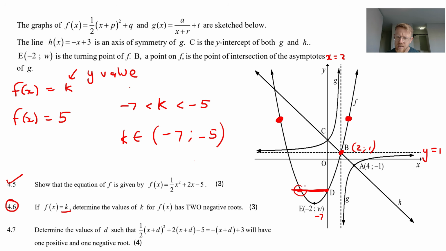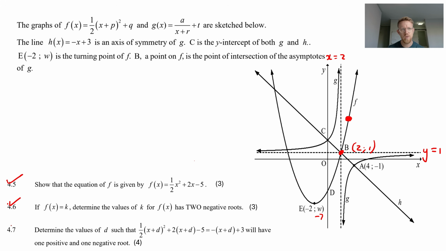This x value here would be a negative, which is good, but this x value here would be 0. But they specifically said they want them to both be negative. So we can't include the minus 5 either. It'll be all the numbers between those two values. And so that would be our final answer.